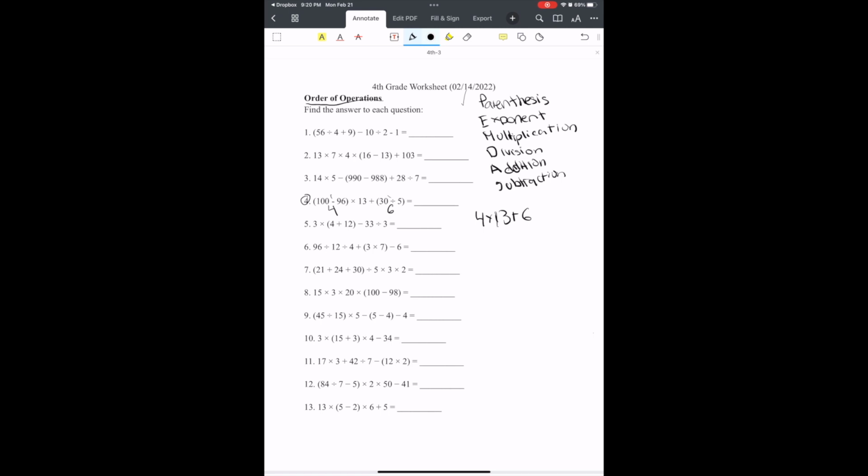Alright, so now we see there's no exponent, but there is multiplication. So we want to multiply 13 times 4. 13 times 4 is equal to 52. And then we see addition, so 52 plus 6 is equal to 58. So that means the answer to 4 is 58.